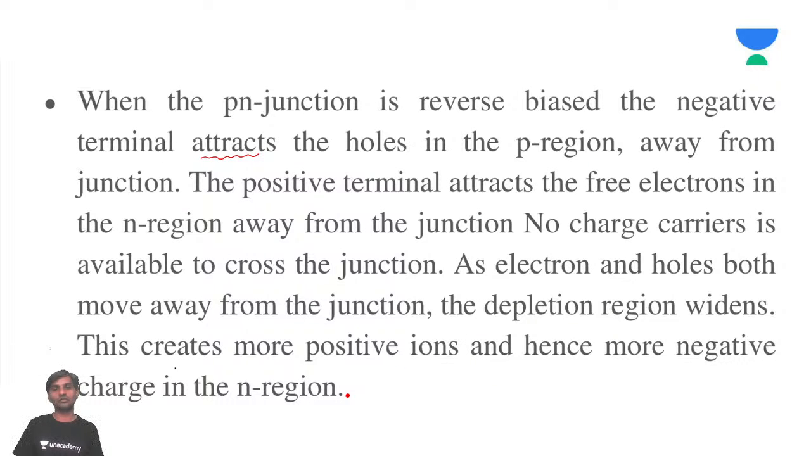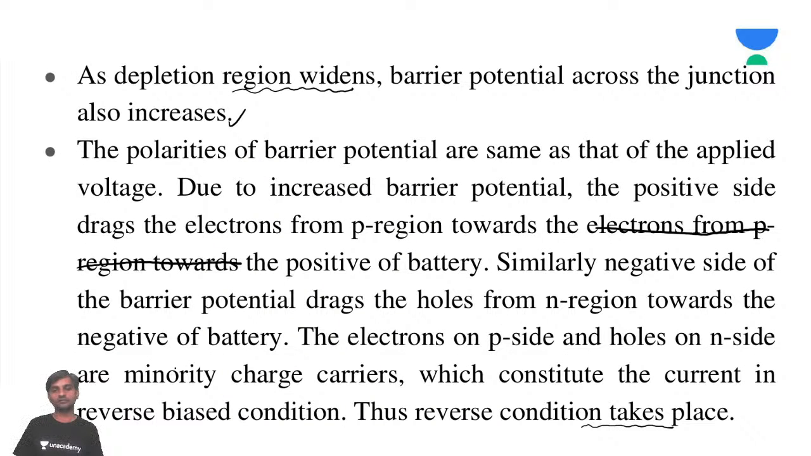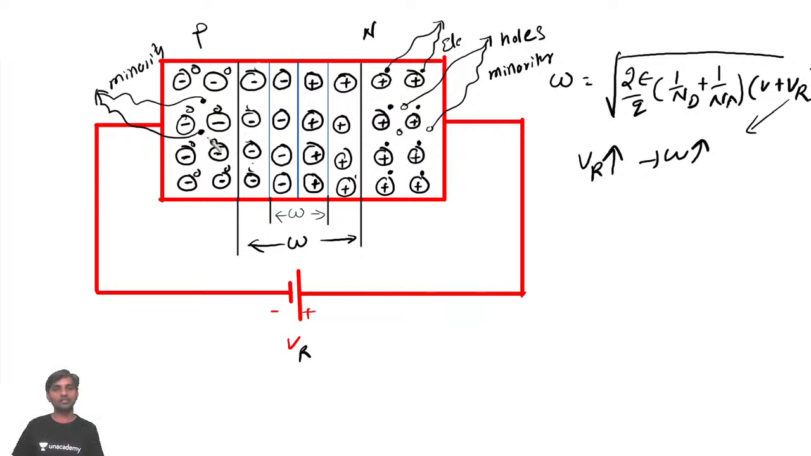It attracts the holes in the P region. All the holes are attracted by the negative terminal of the battery. Electrons in the N region are attracted by the positive terminal of the battery. So the majority charge carriers will move away from the junction. When they are moving away from the junction, the width of the depletion region is increased.